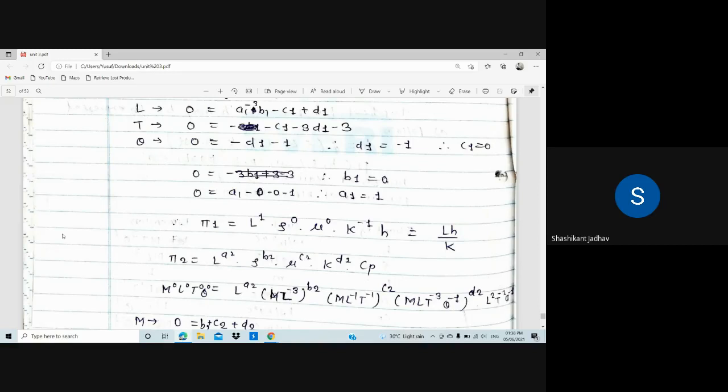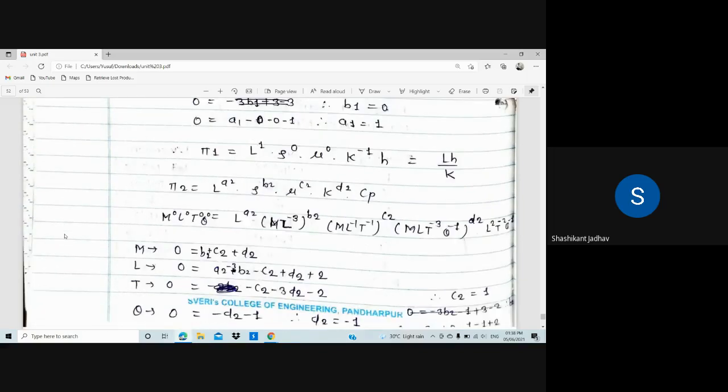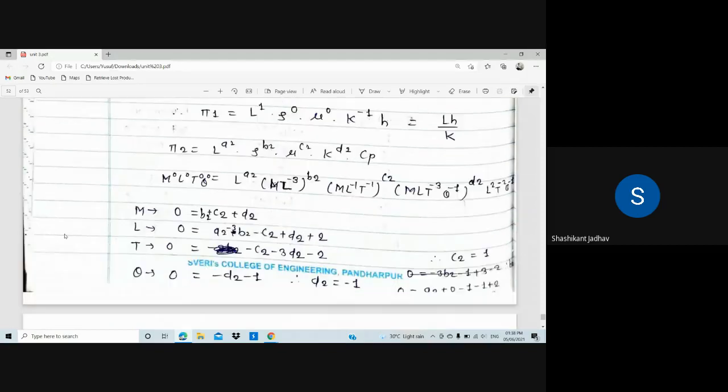Okay, what are the values of a1, b1, c1 and d1? a1 is 1, b1 is 0, c1 is 0, d1 is minus 1. So put those values into the pi 1 equation. Pi 1 is equal to L raised to 1, rho raised to 0, mu raised to 0, k raised to minus 1 into h. So we get the equation as L into h divided by k. This is the pi 1 term, L h divided by k.